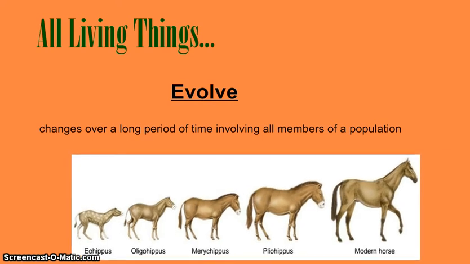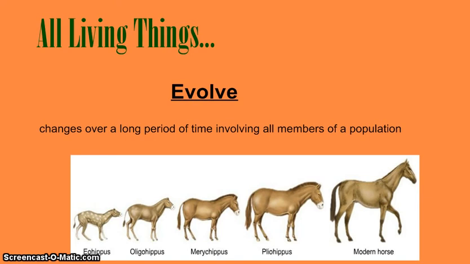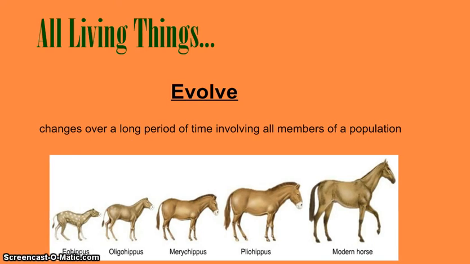So here we have just a picture that shows a recreation of some of the other kinds of living things that have brought us up to the modern horse. So all horses, all the way at the far right there, along with several species of horses that are no longer present on our planet, but from which the modern horse evolved. So they changed over time as a population.